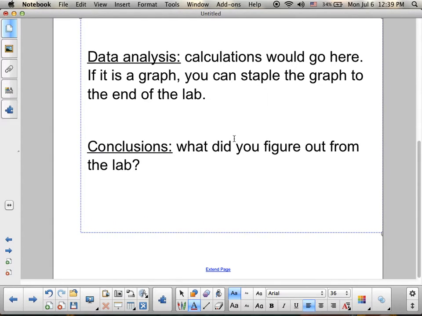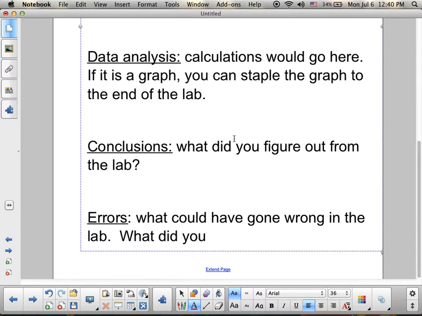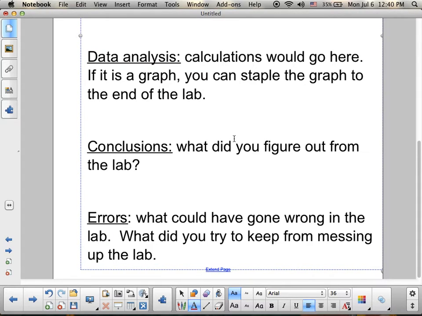There's one more part that I don't want you to forget, because this is something the professionals want to make sure you're thinking about. Okay? Errors. Errors are how the lab could have been messed up. You're not admitting that you did mess it up, but what you're admitting is you thought about things that could have messed up the lab and you tried to correct for them. Trying to minimize errors, trying to make sure that you tell people of the future when this lab write-up gets published and you win a Nobel Prize for science, here's what you want to avoid. Okay? What could have gone wrong in the lab? What did you try to keep from messing up the lab? That's really important. Those are the parts of a lab.